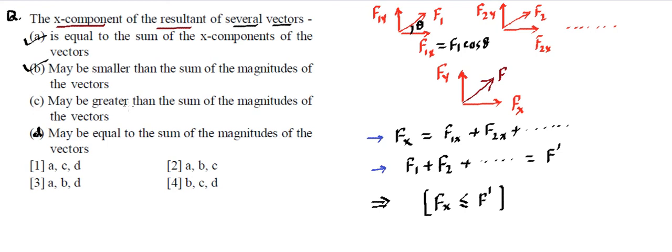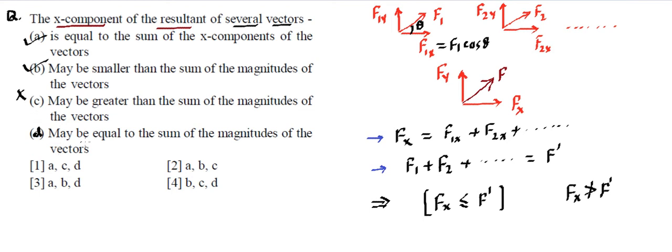C says this may be greater than the sum of the magnitudes of the vectors. No, we will say the sum of x components of the vectors will never be greater than the sum of the magnitudes of individual vectors. So this cannot be the case. Hence C is not correct.